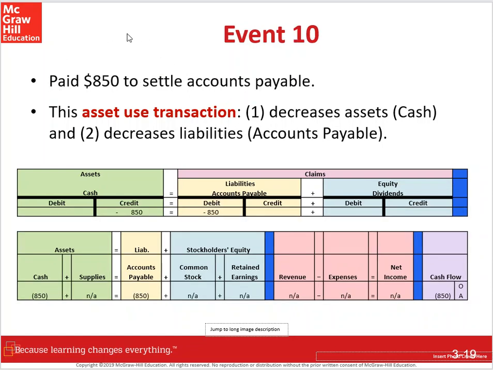Number 10, paid $850 to settle accounts payable. So we're using cash to pay these bills. So that's a credit to cash and therefore a debit to accounts payable. Both sides are going down, an asset use transaction. Both sides go down, a credit to cash, a debit to accounts payable. And in our accounting equation format, we see cash going down, accounts payable going down, and our cash flow type is OA. We're paying off our normal operating bills.